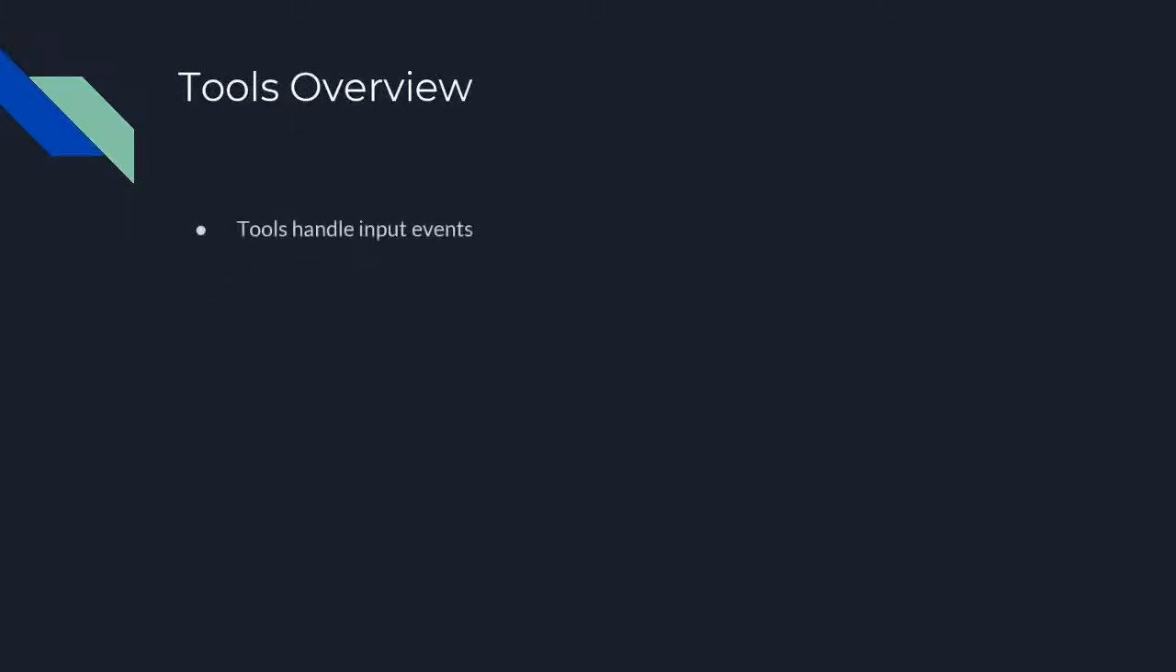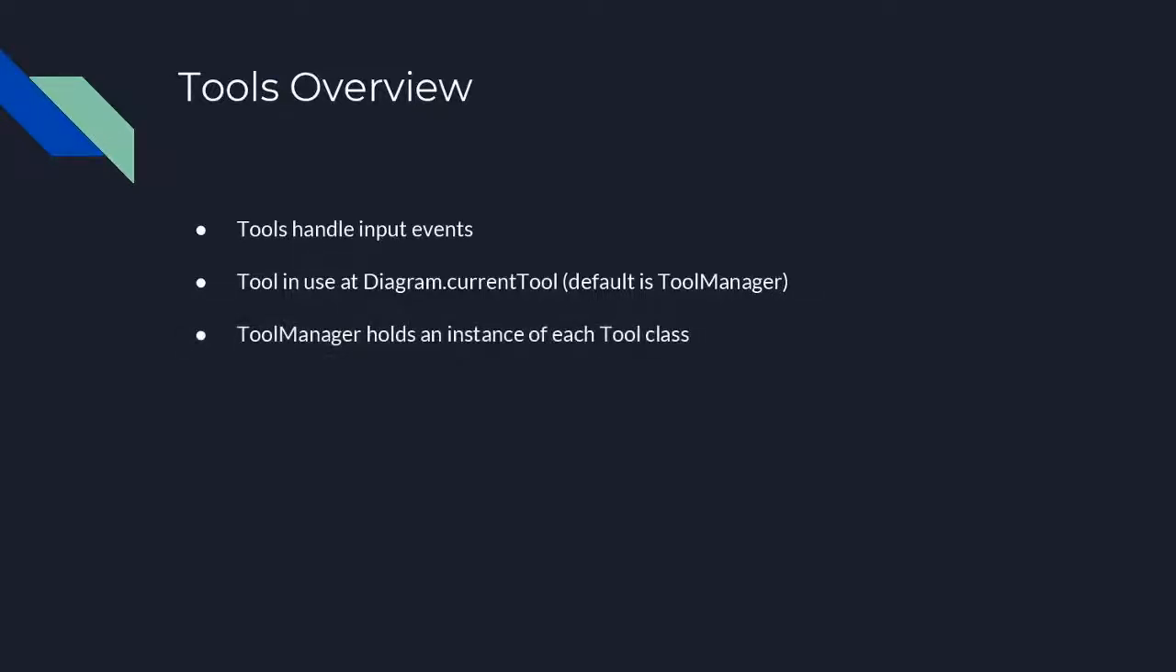Tools handle all input events in GoJS. There are several predefined tool classes that implement all of the common operations a user may do. The tool in use is stored in diagram.currentTool. By default, the current tool is an instance of the ToolManager class, which is stored in diagram.toolManager. The ToolManager is responsible for finding a tool that is ready to run, then setting it to current tool.